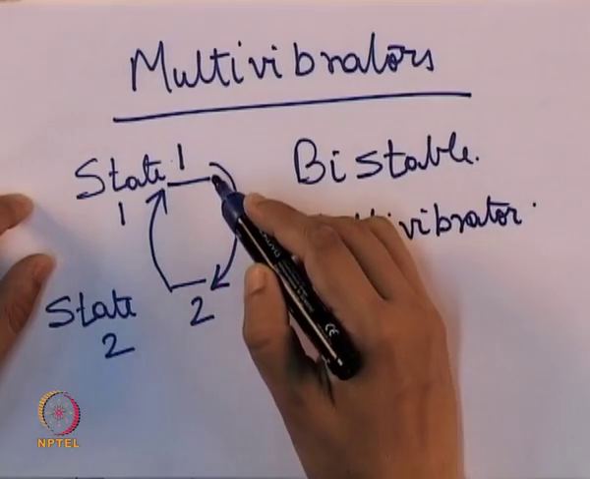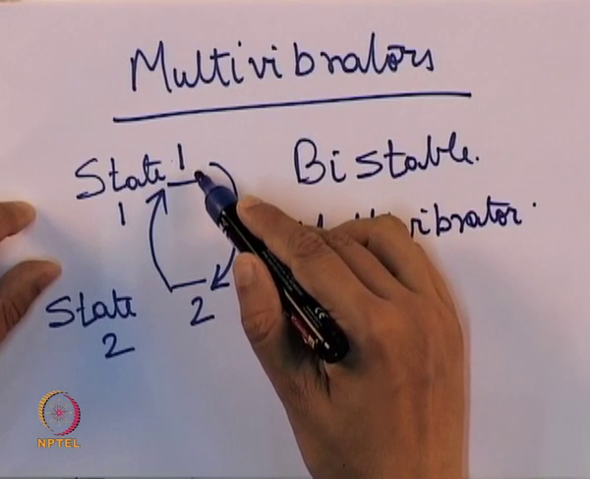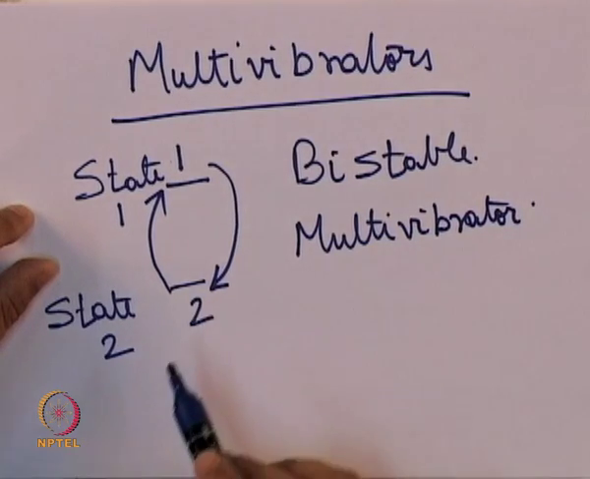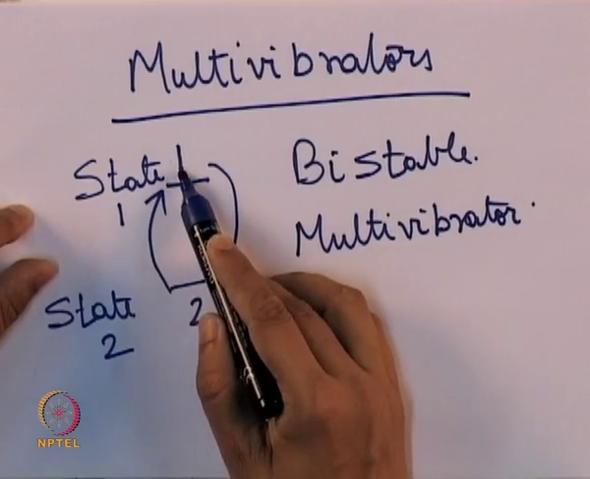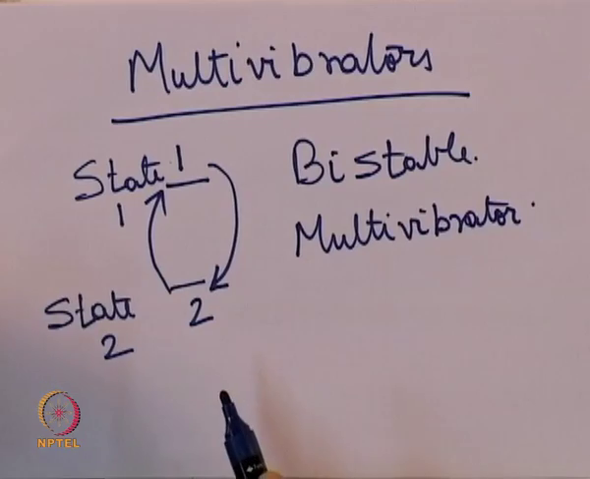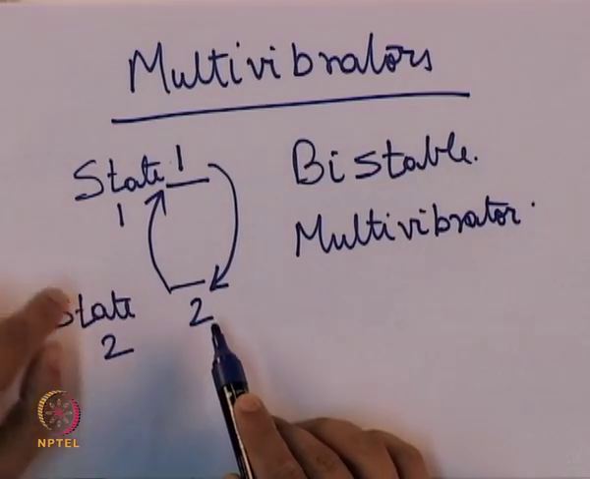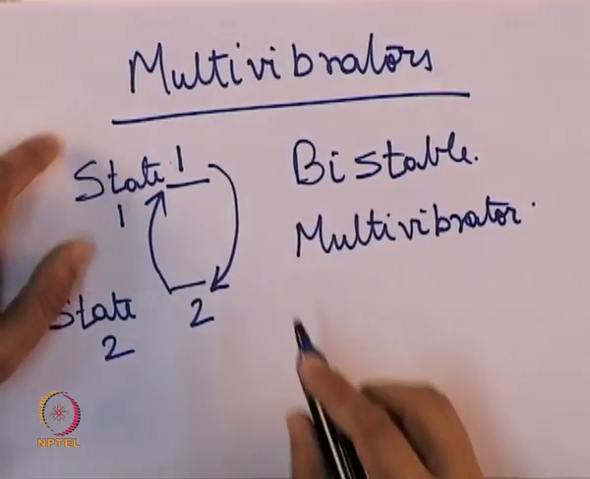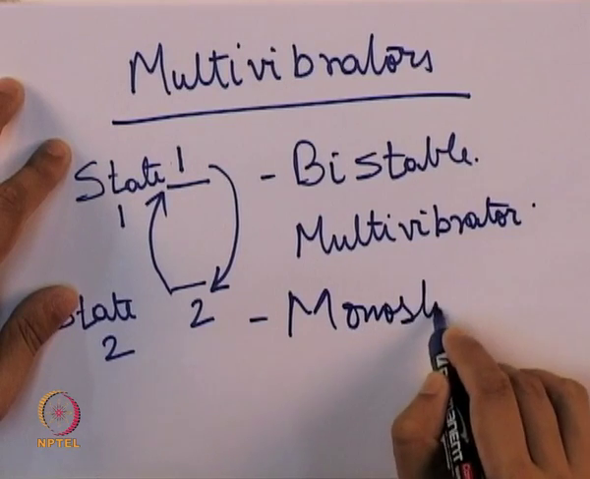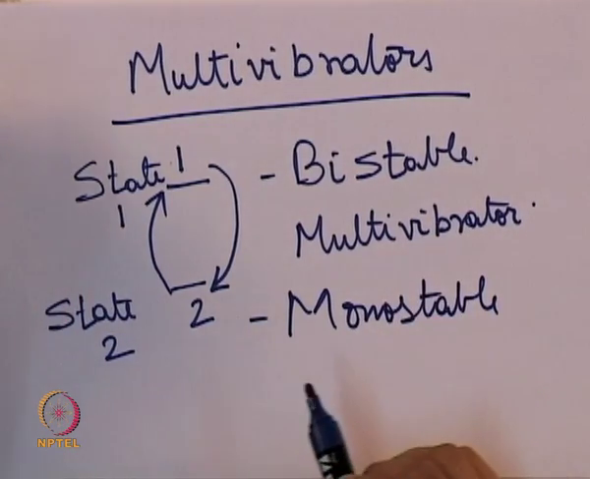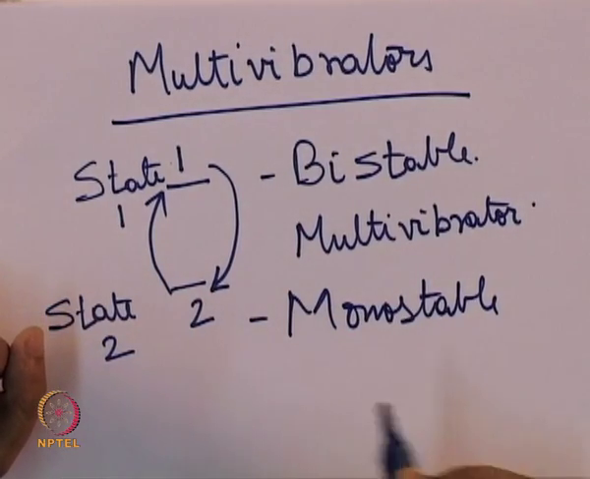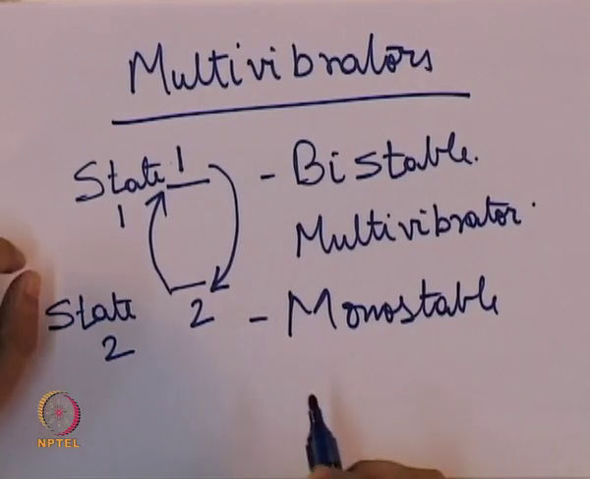If on the other hand, I need some manual input to change the state from state 1 to state 2, but once in state 2, automatically after some time the circuit will transition back to state 1. That is, only if say state 1 is stable, the other is not stable. If I go to the other state, then the circuit will after some time go back to state 1. Such a circuit is known as a monostable multivibrator. It is called monostable because only one of the two states that the circuit is in is stable, the other is not stable, the other will go back to the stable state.